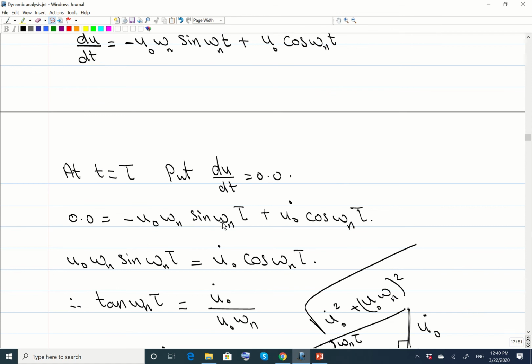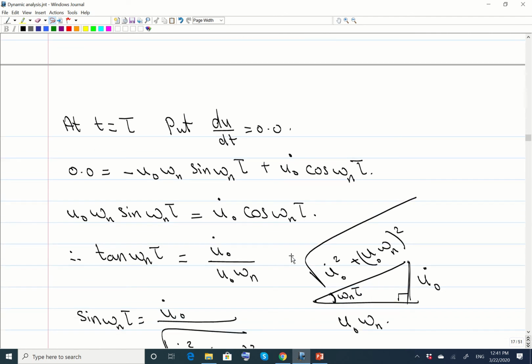So now you're going to have 0 equals negative u node omega n sine omega n tau plus u dot node cosine omega n tau. Let's move this term to the other side of the equation. So u node omega n sine omega n tau equals u dot node cosine omega n tau. As you see here, you have the sine and cosine of the same function, so dividing them by each other, sine divided by cosine, that's tan omega n tau equals u dot node divided by u node omega n.